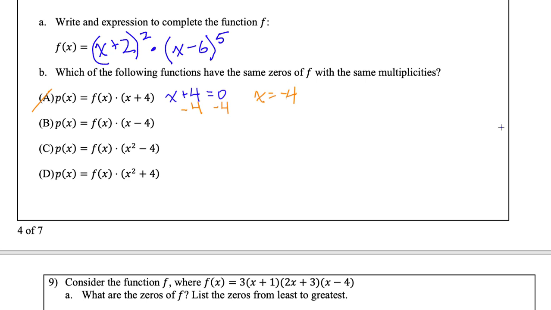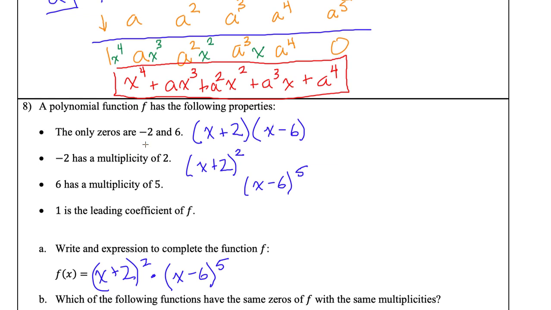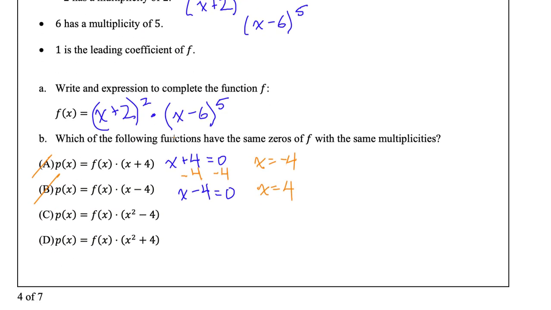Let's try the next one. If I set this equal to 0, x minus 4 is equal to 0, that means x is equal to 4. Again, that does not work because you've added on another zero. The only zeros you may have are negative 2 and 6, not 4. 4 is an extra zero. That does not work.